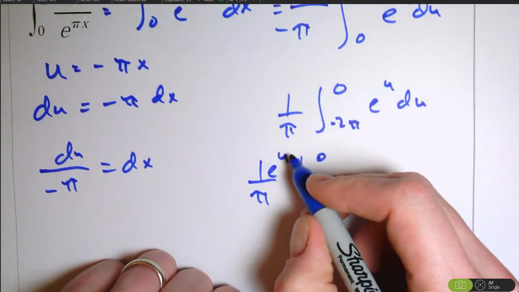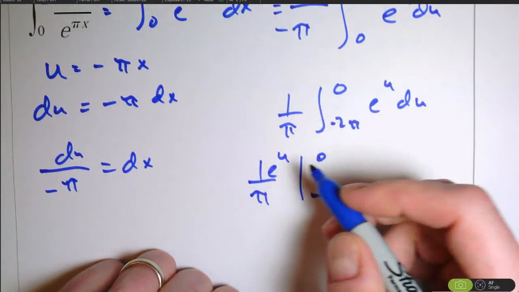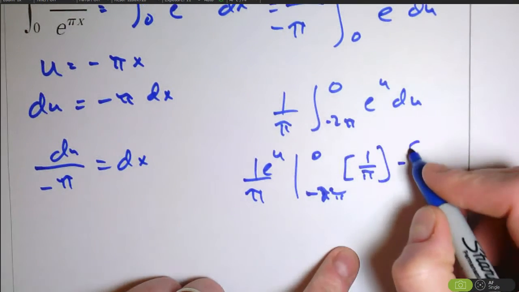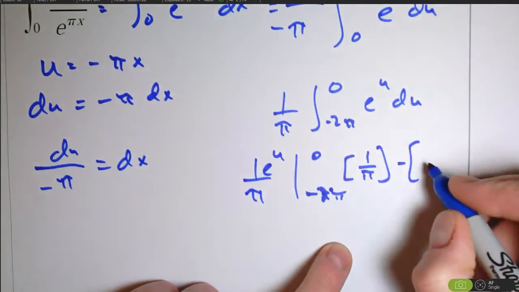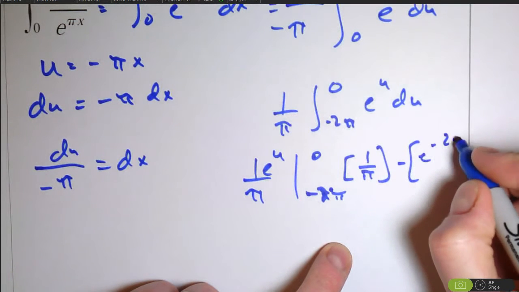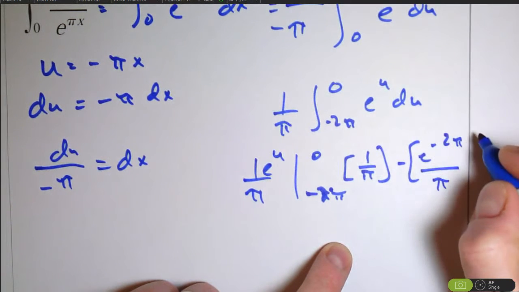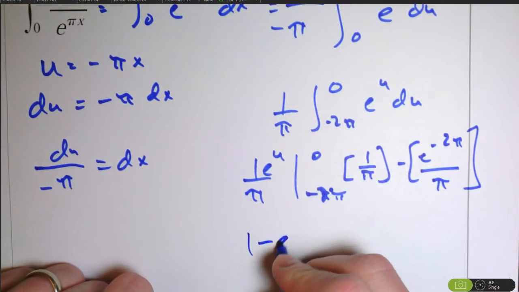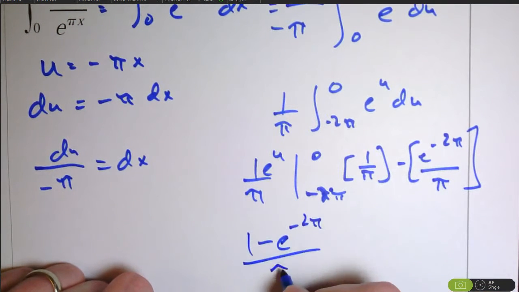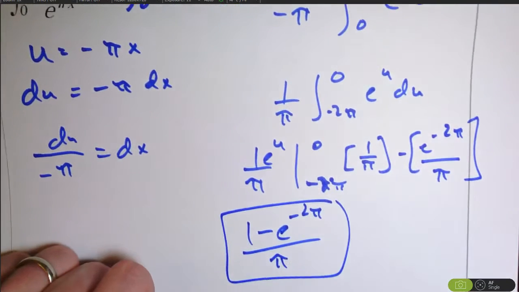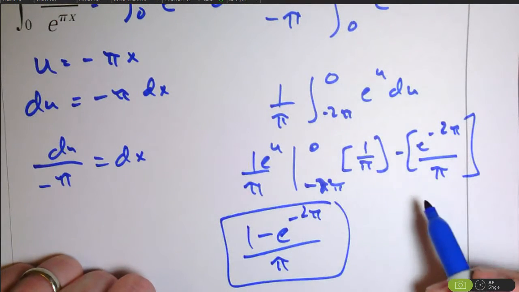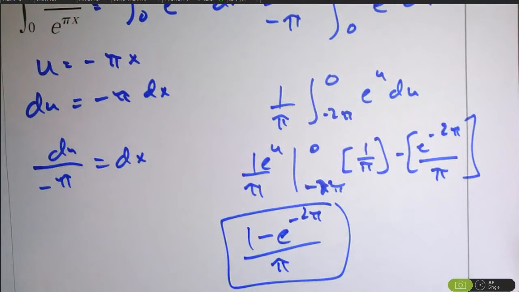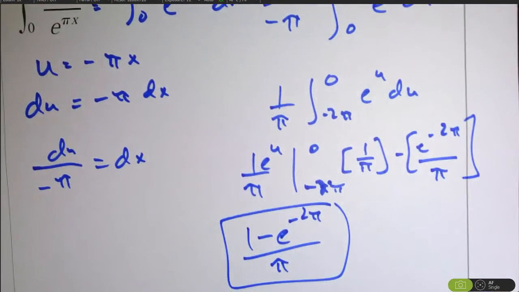When I plug 0 in, e to the 0 is going to be 1, so I'm going to get 1 over pi minus, when I plug negative 2 pi in, e to the negative 2 pi over pi. And we could just make this 1 minus e to the negative 2 pi over pi as our answer, because they do have a common denominator of pi. And again, crazy, weird, irrational number, but it's just a matter of can you do the integral.